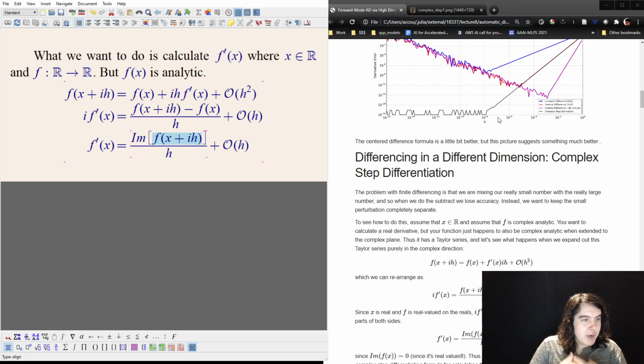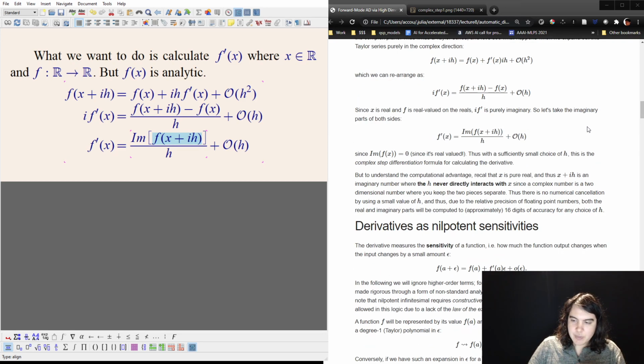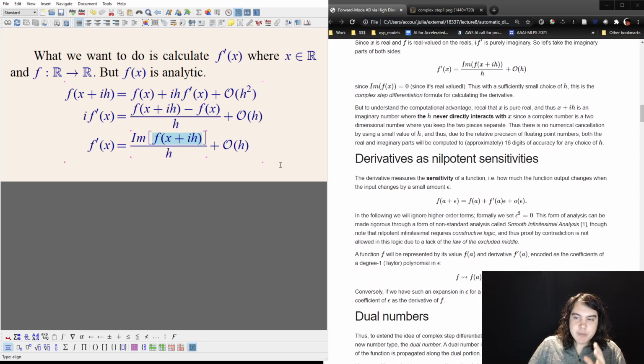This is where automatic differentiation is going to start from, right? This key idea is that you want to propagate your derivatives along your computation, not inside of the same floating point number that you were doing the computation on, but in a separate floating point number that is doing a mirror computation in the derivative space. So this is where derivatives as nilpotent sensitivities comes in.